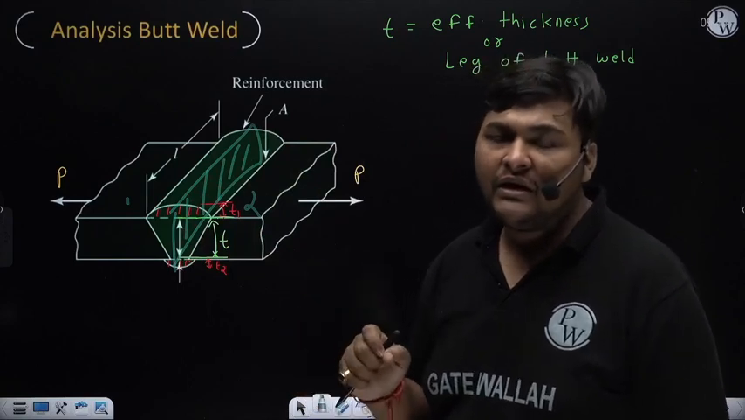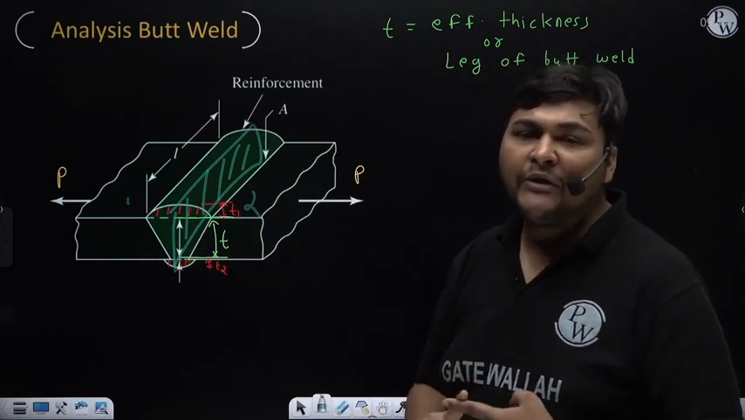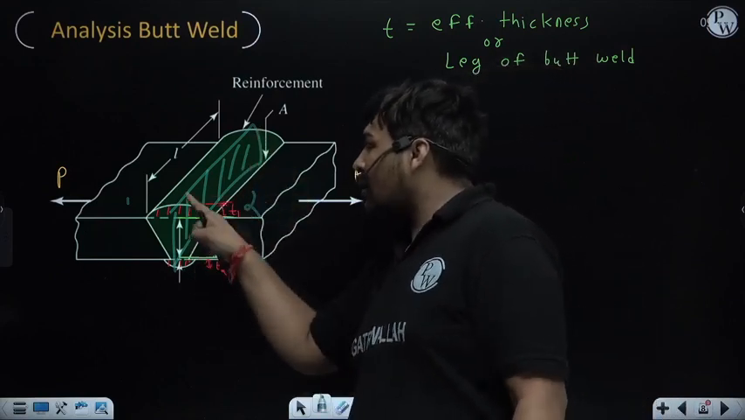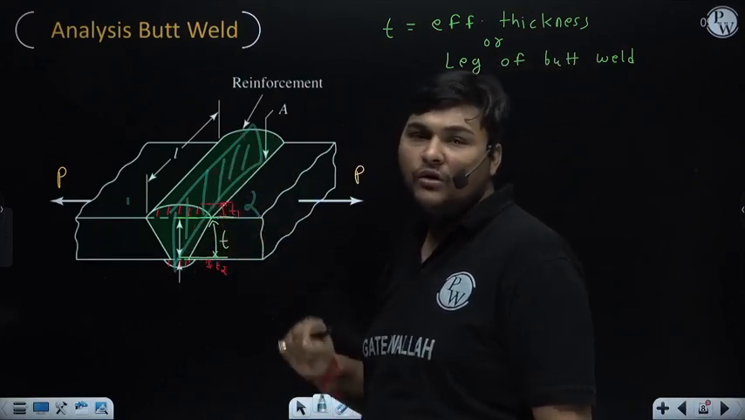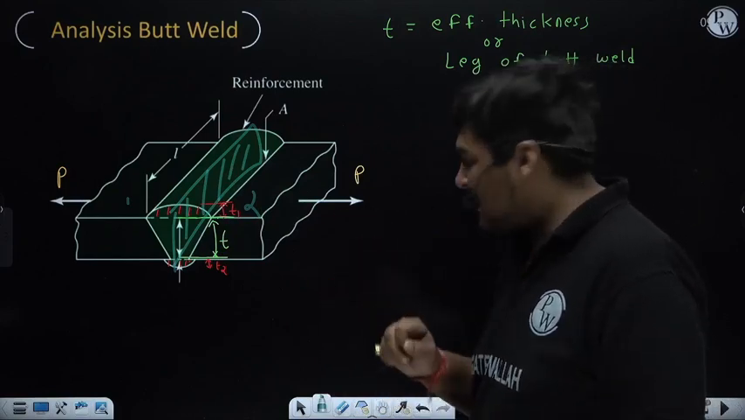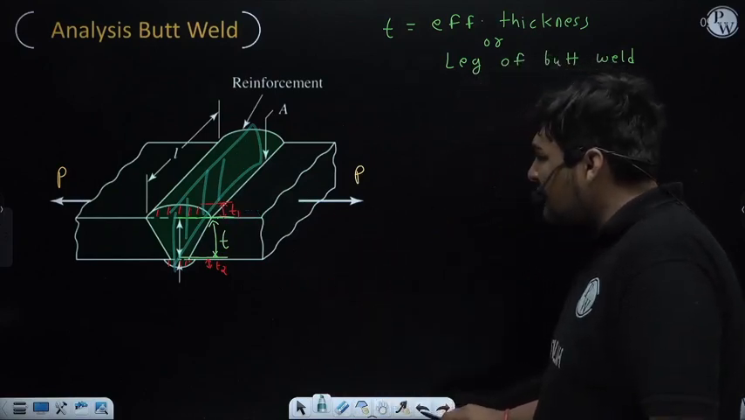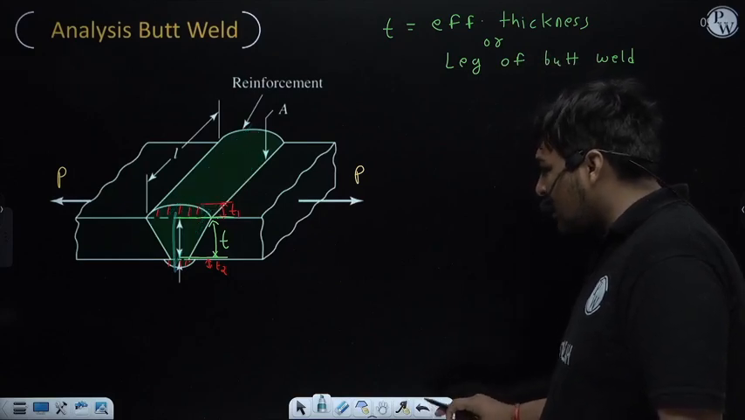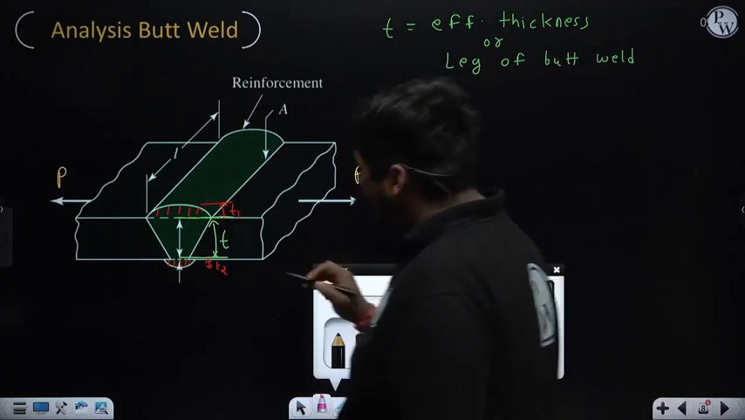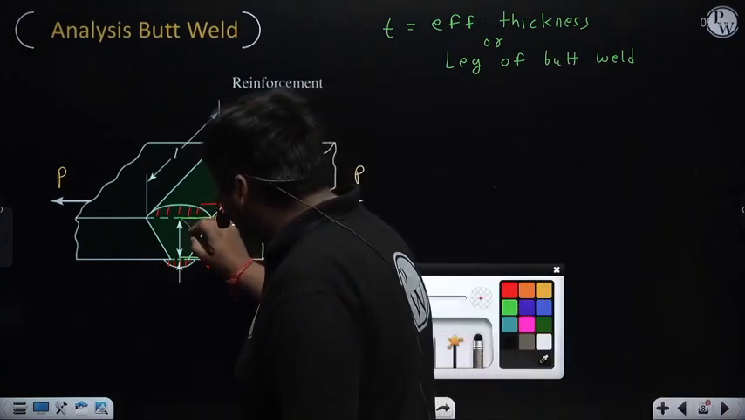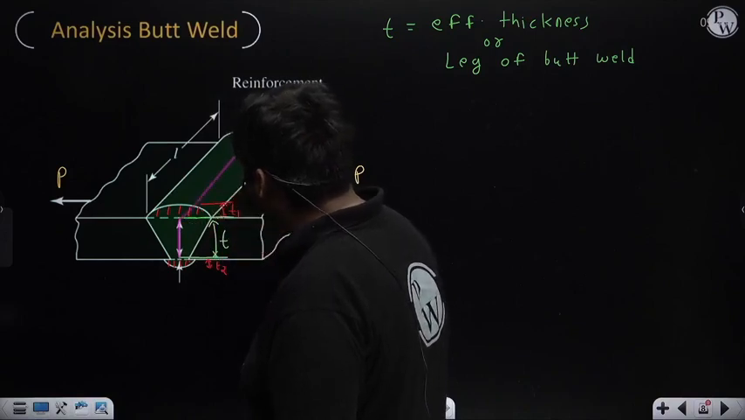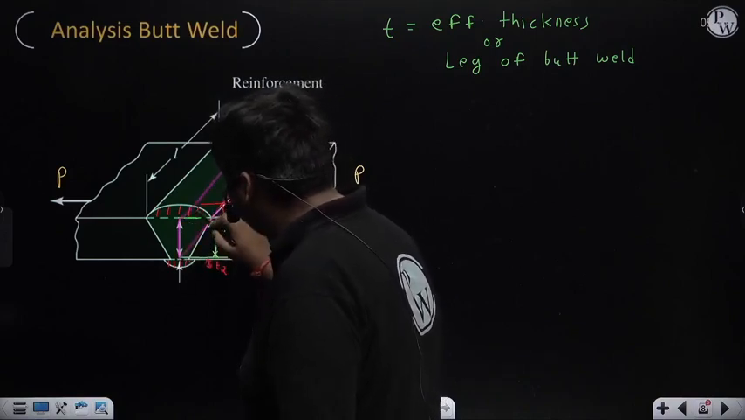Yes sir, definitely. That's why in butt weld during design we always calculate stress along the plane which is along the length. Whenever I take any plane, I will take that plane along the length. So in a welded joint we always calculate stress in the plane along the length. Now, along the length, if I draw one plane, this thickness I will consider during analysis, and along the length it will be nearly like this.